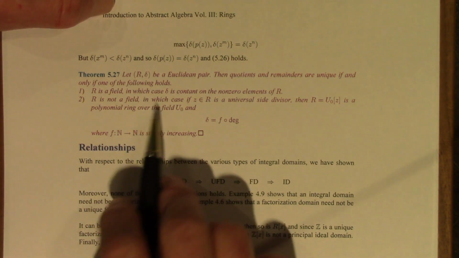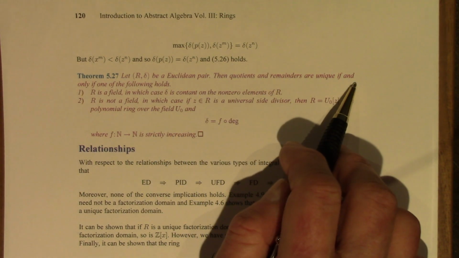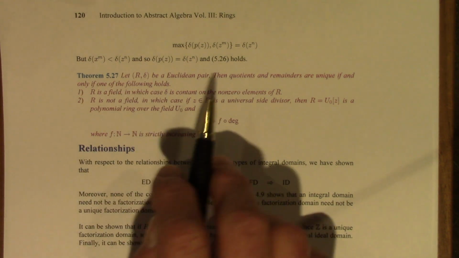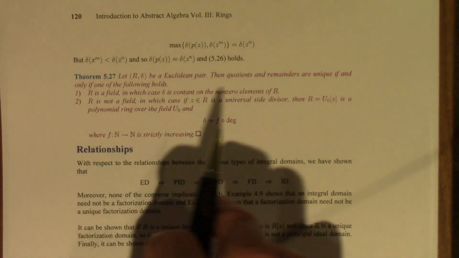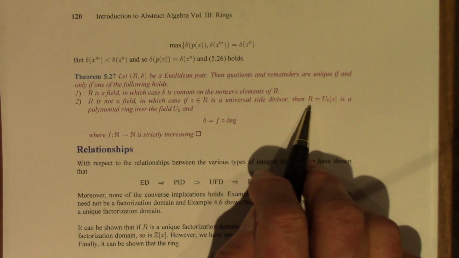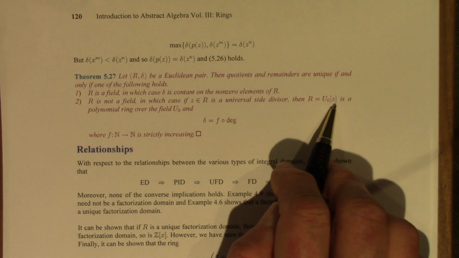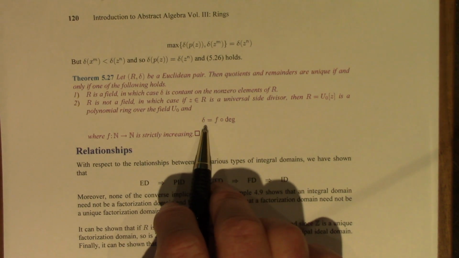Okay, so this is the summary. Let R, delta be a Euclidean pair, then quotients and remainders are unique if and only if R is a field, in which case delta is constant on the non-zero elements. Or R is not a field, in which case if Z is a universal side divisor, then R is equal to U naught square bracket Z, and that's a polynomial ring. Z is an independent variable over the field U naught, and delta has this form.